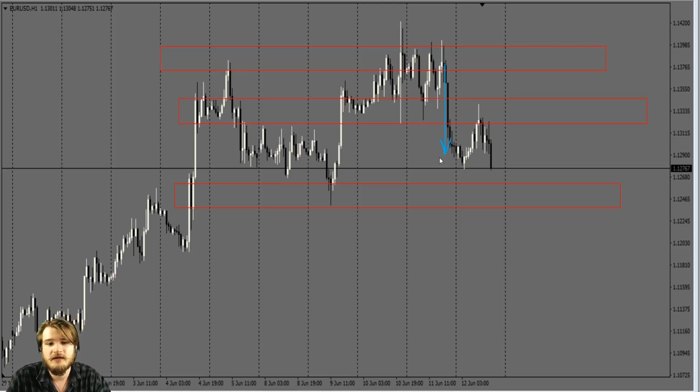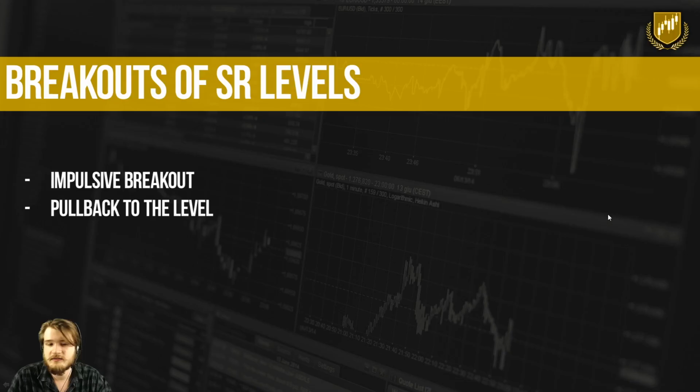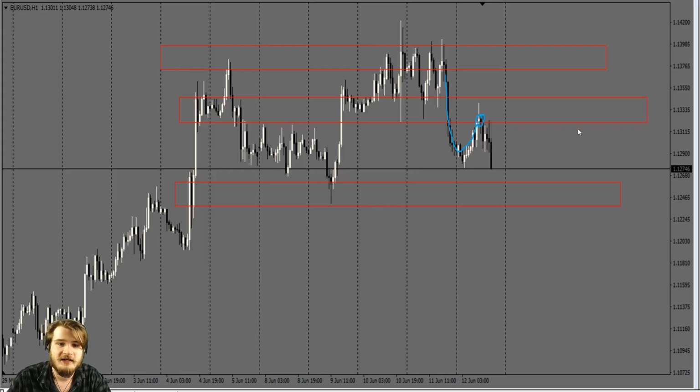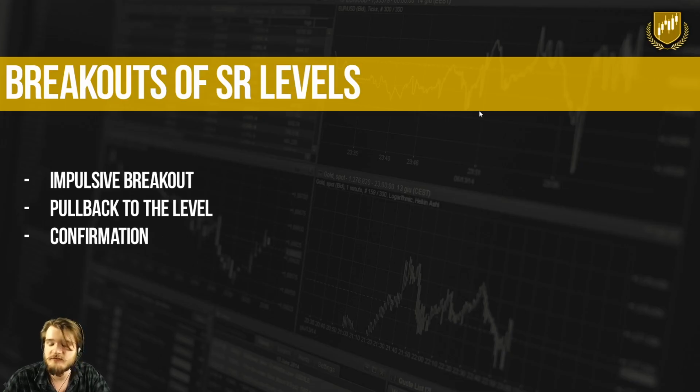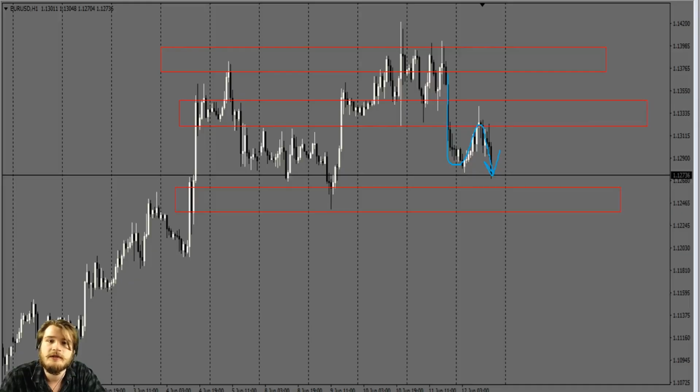Then after that, what you're looking for is a pullback to that level, but from the other side, not from the side the impulse came from. So like this, the price went below, came back, and then there's a confirmation, a fractal, a pattern, and the price goes. That's the breakout.